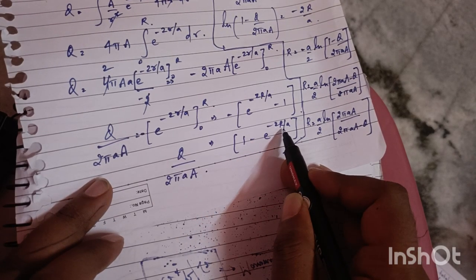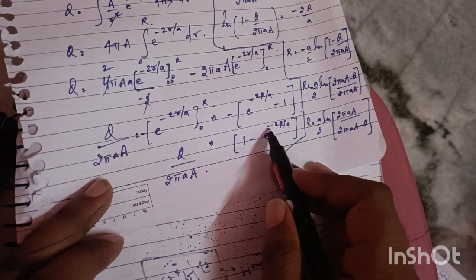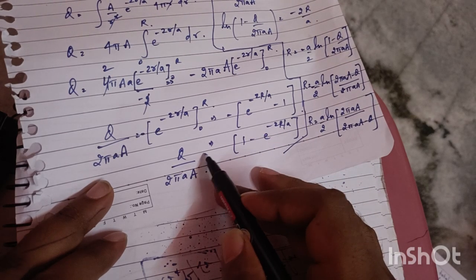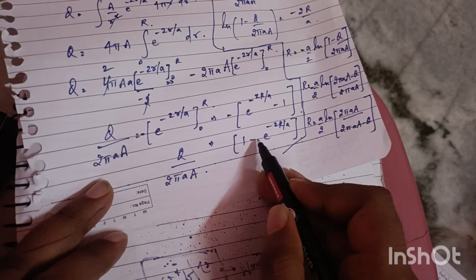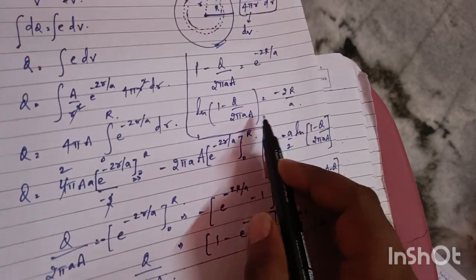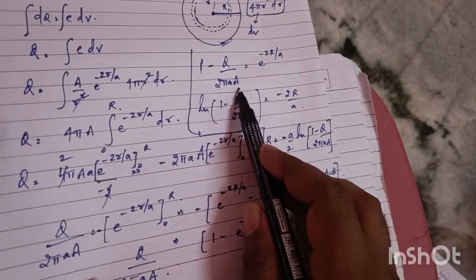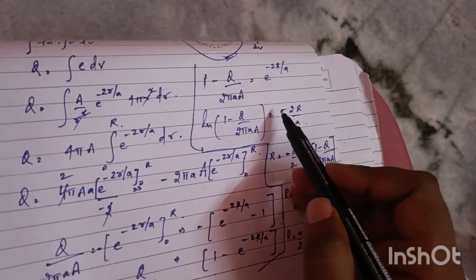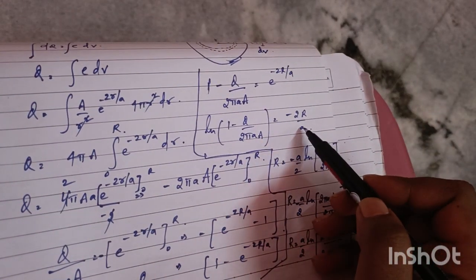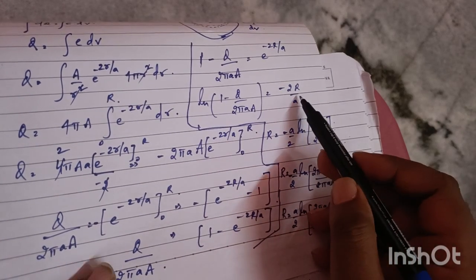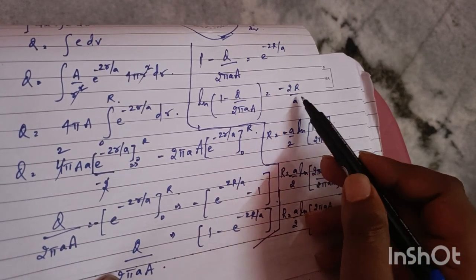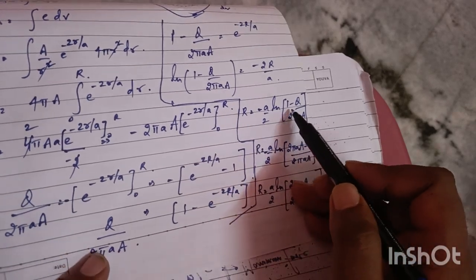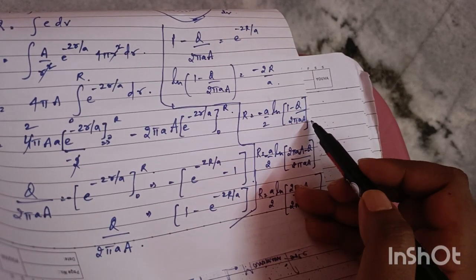We need a relation for r, we need r actually. So I took the 1 to this side and reversed it again so that the minus would cancel. So 1 minus q by 2 pi A a is equal to e power minus 2r by a. If I take the natural logarithm on both sides, I get this, and taking r here, a goes to this side and 2 comes here, so r is a by 2 ln of 1 minus q by 2 pi A a.